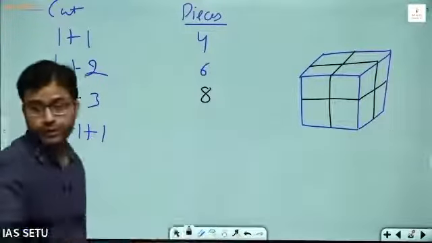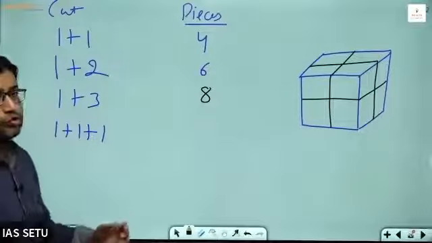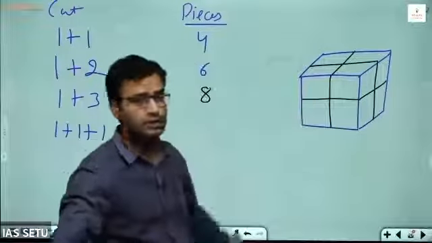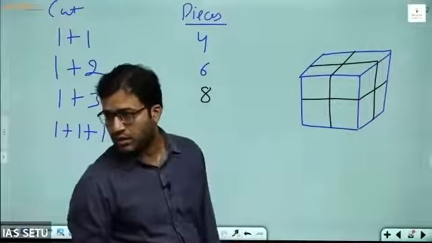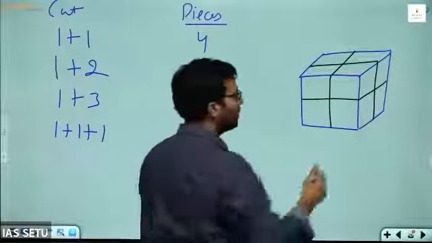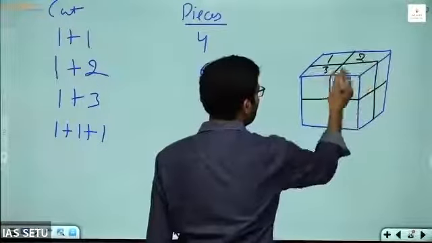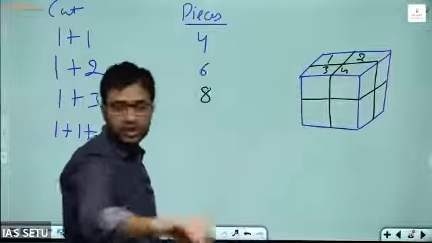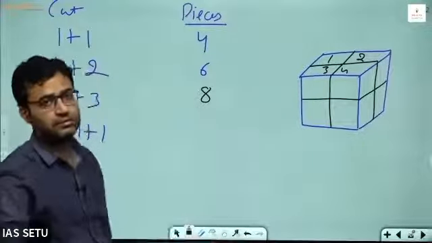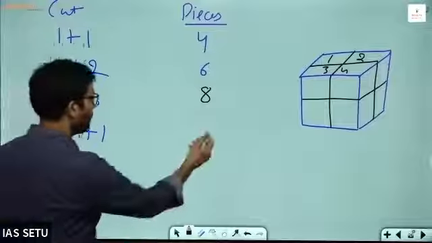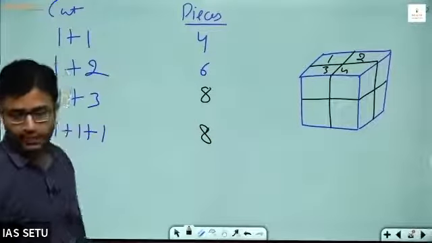And you need to be good in visualization. You have 2 layers, upper and lower. In the upper layer you have 1, 2, 3, 4. 4 in the upper layer. If we remove those 4, the lower layer also has 4. 4 plus 4 is 8. So we have 8 pieces here.